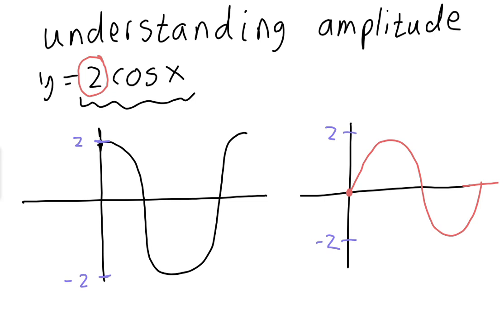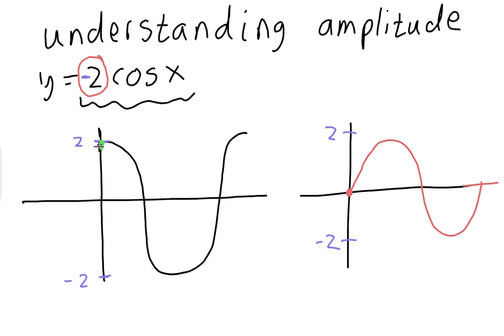Now, where people sometimes might get confused, though, is what if there's a negative here? What if the amplitude is negative? Well, that doesn't change anything that I've discussed so far. It still has a maximum of 2 and a minimum of -2. That negative sign doesn't actually change the amplitude. What it does is it flips it.